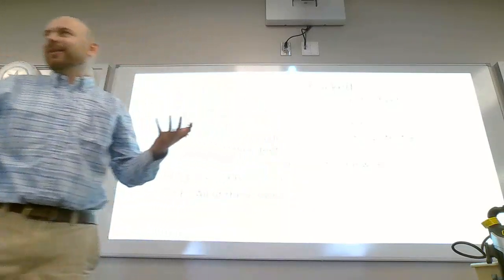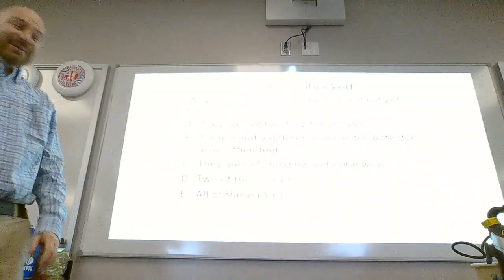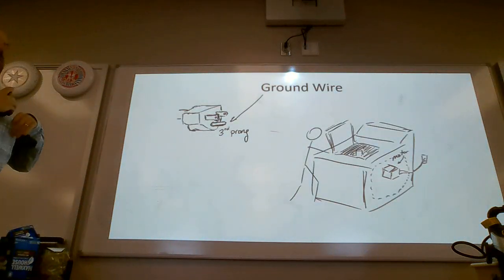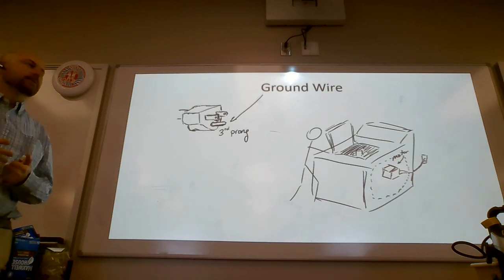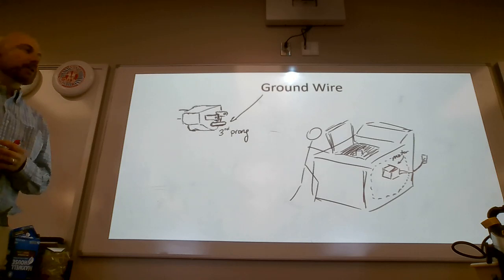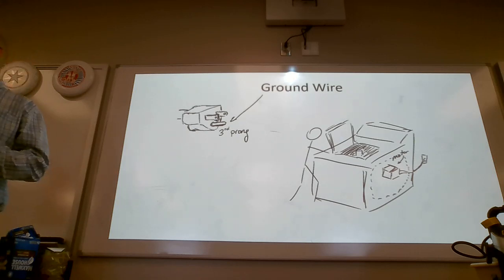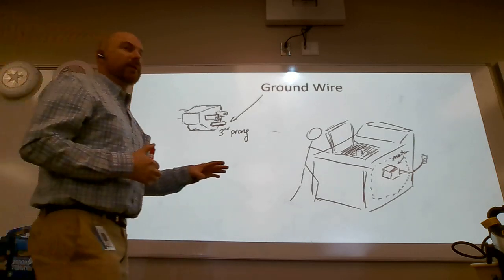Other than the sparks and everything, it looks really dangerous. Like, probably shouldn't touch that. Okay? So, the third prong is a safety. It's called the ground wire. Here's how or why we have this. So, let's pretend we didn't have the third prong. Your device will work just fine.